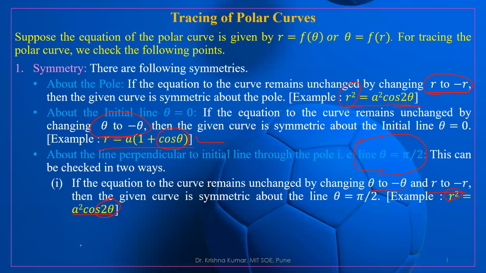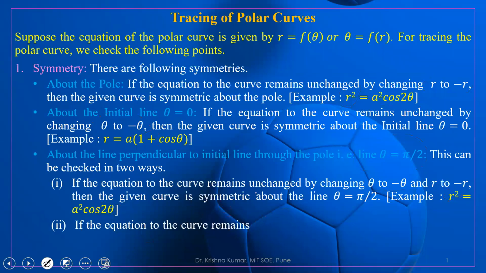Similarly, if we take another example, r equal to a sin theta, clearly if we replace r by minus r and theta by minus theta, we get minus r equal to minus a sin theta. So what will happen? The minus signs will cancel and we get the same original equation. So this polar curve is also symmetric about the line theta equal to pi by 2.